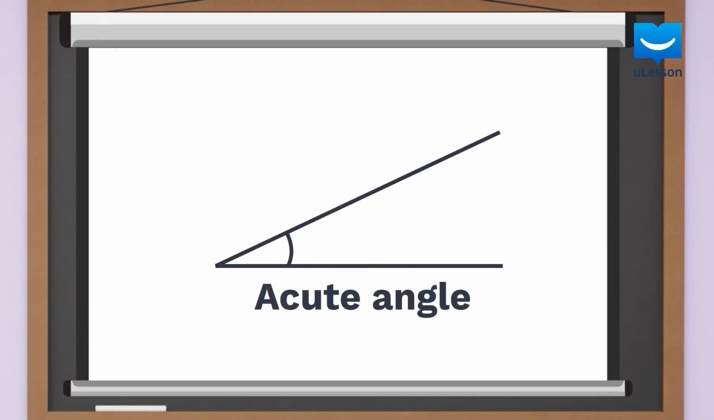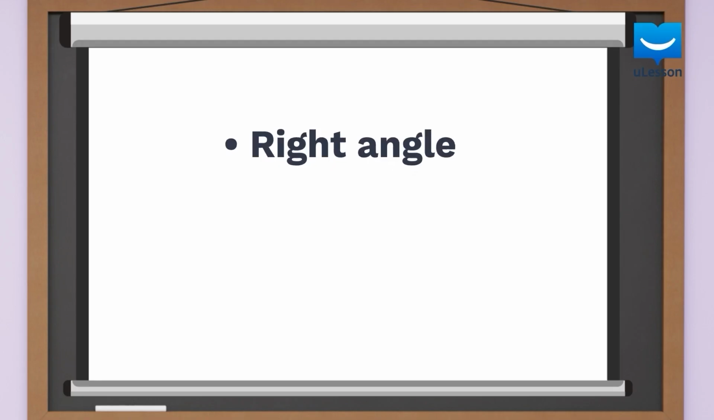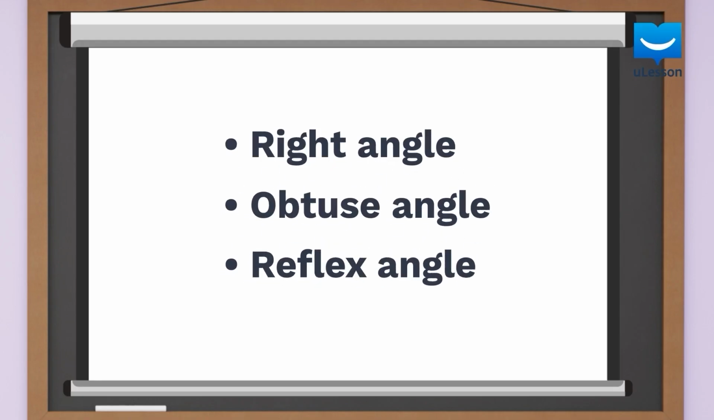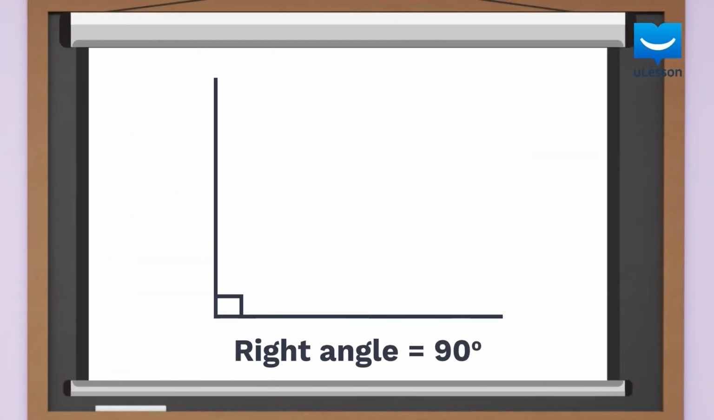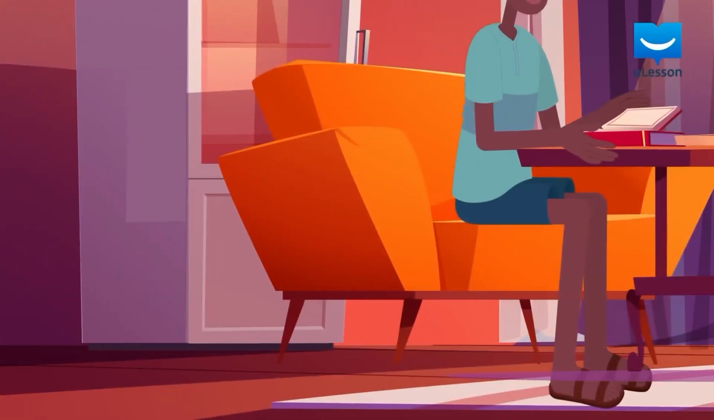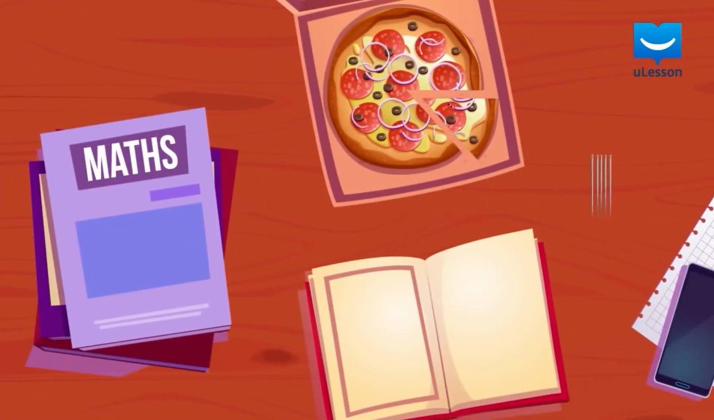There were other types of angles in the textbook. They include the right angle, the obtuse angle, and the reflex angle. The right angle is an angle which is exactly 90 degrees. Abam thought of an example and remembered that the wall of the room met at 90 degrees with the ground level. Even the edges of the book he was reading met at 90 degrees.